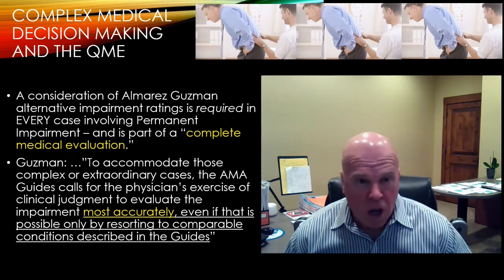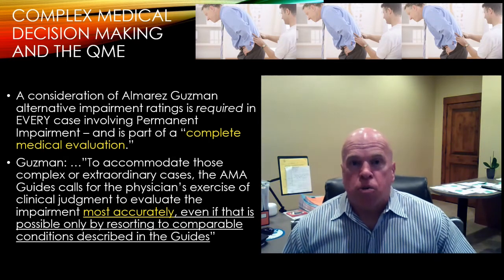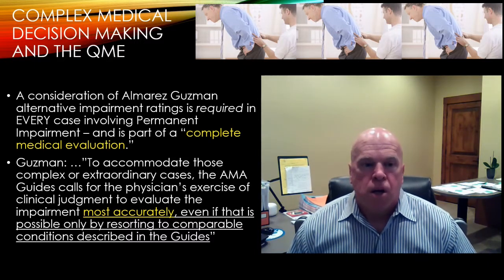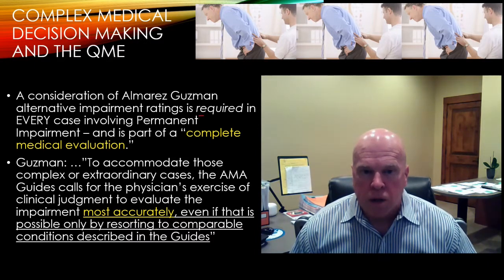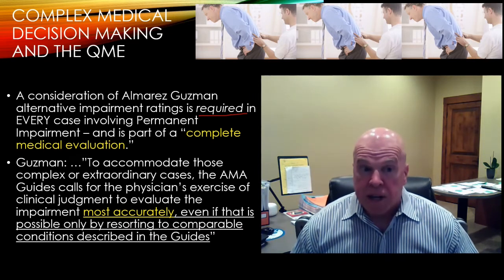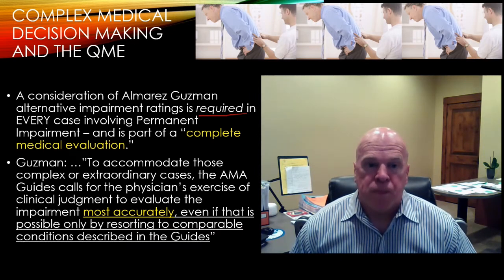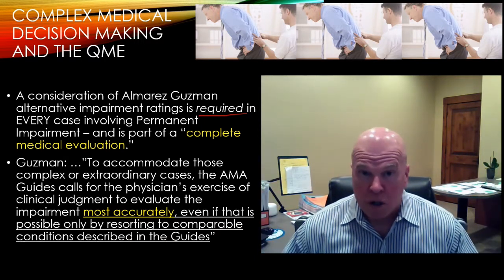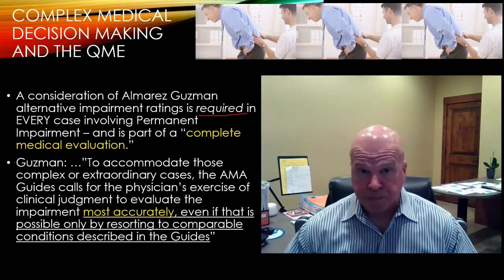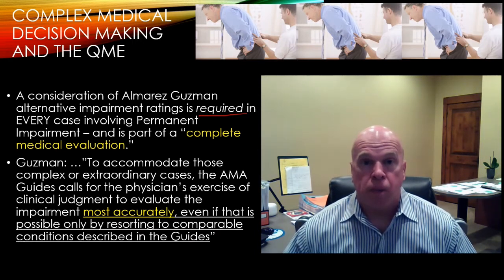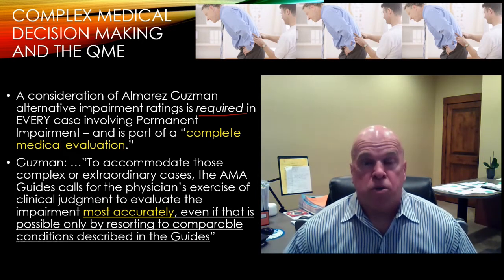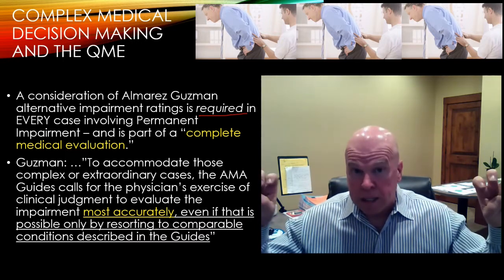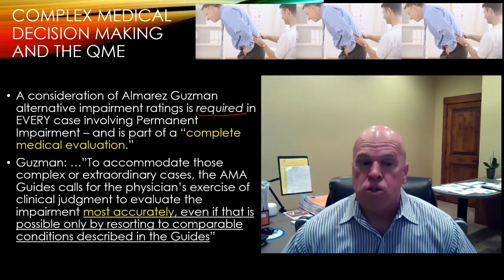So we have some case law that I want to share with you in just a minute that confirms to us that a consideration of Alvarez-Guzman alternative impairment ratings is required in every case involving permanent impairment and as part of what's called a complete medical evaluation. Now, if you fail to consider whether or not an alternative impairment rating is the most accurate description of your examinee's true impairment, you can be accused of failing to provide a complete medical evaluation.